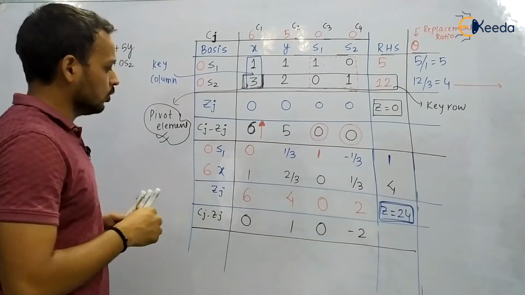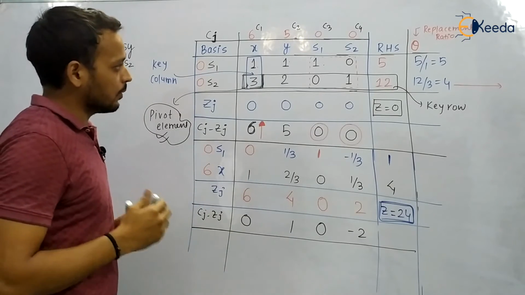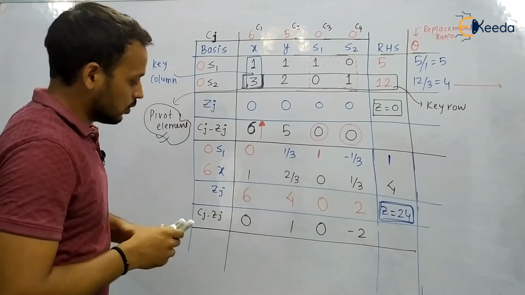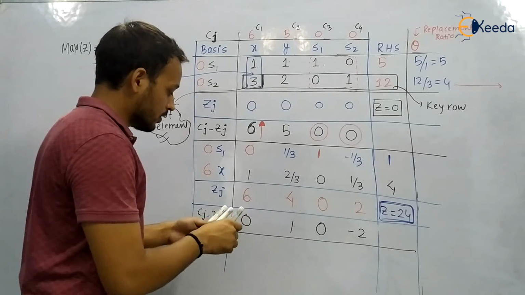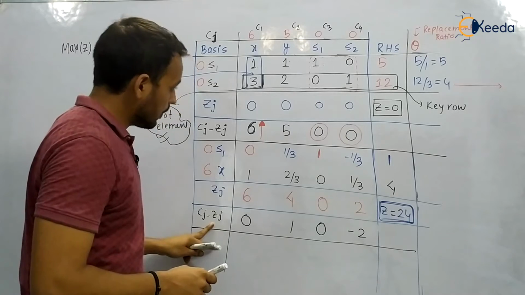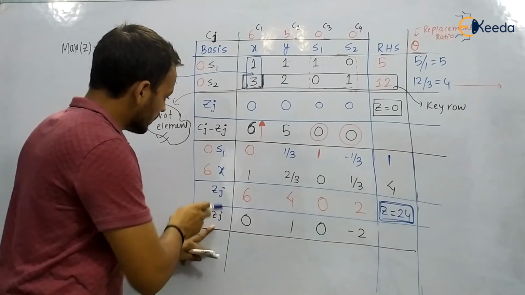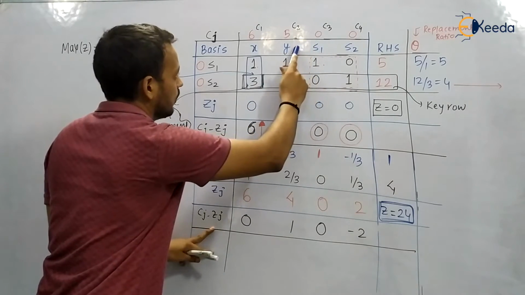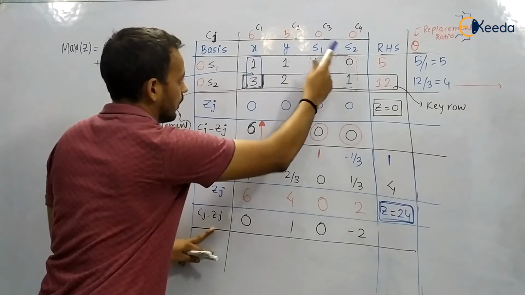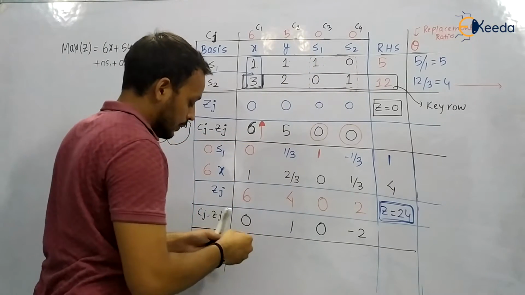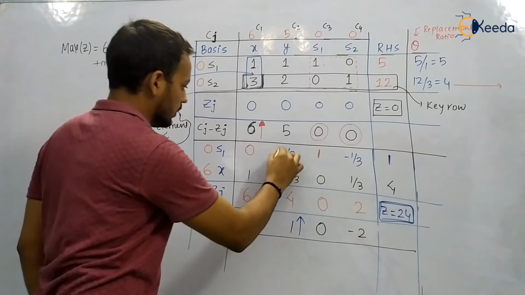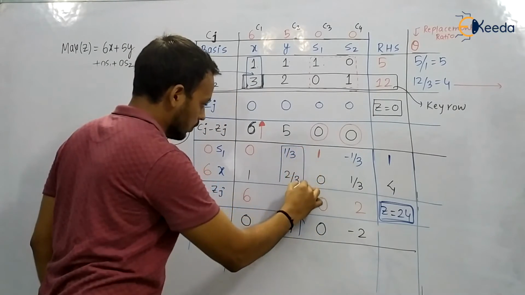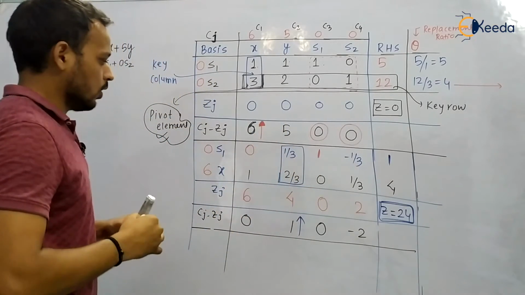Okay, now what you have to do? You have to choose the incoming variable. So which is the incoming variable? The incoming variable is the one with the maximum positive value among the non-basic variables. So what are the non-basic variables? S2 and Y. So this Y is having the maximum value, so this will become the key column.